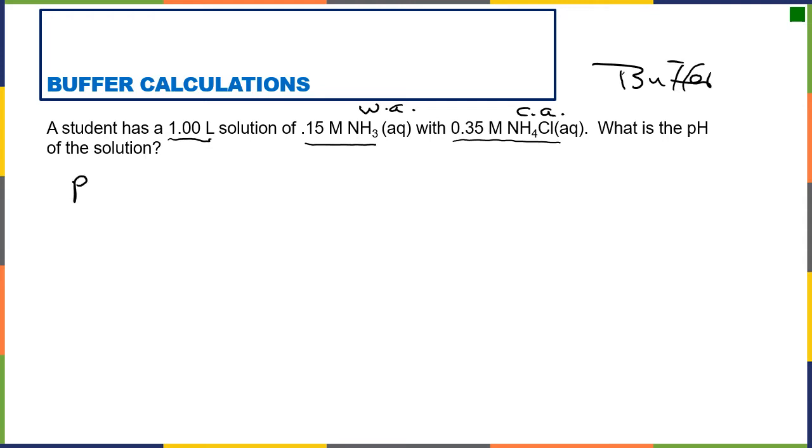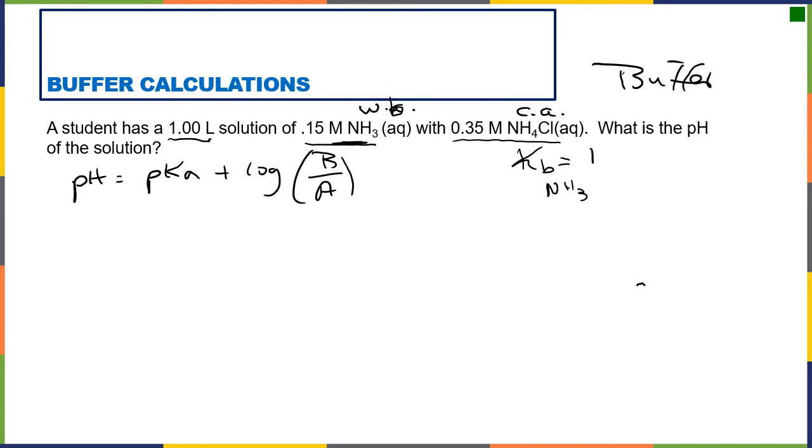And if we have a buffer, we know that pH is equal to pKa plus the log of the base over the acid. Now, you're going to look at this and go, but this is a weak base, not a weak acid, and that's true. And we can look our values up, and we can find that Kb for our ammonia is equal to 1.76 times 10 to the minus 5. And because we have Kb, we know we can get Ka for ammonium. We know that for any acid-base conjugate system, Ka times Kb is equal to Kw.